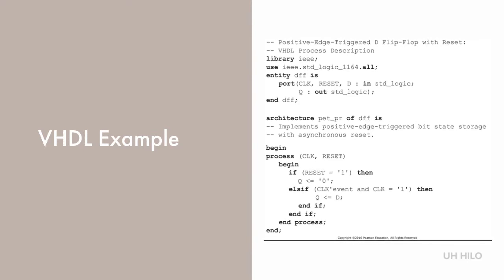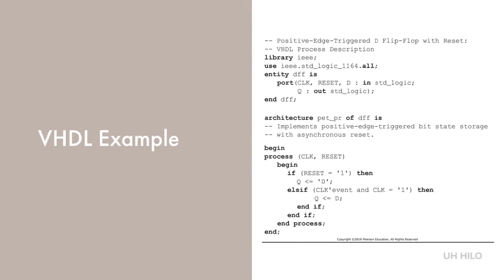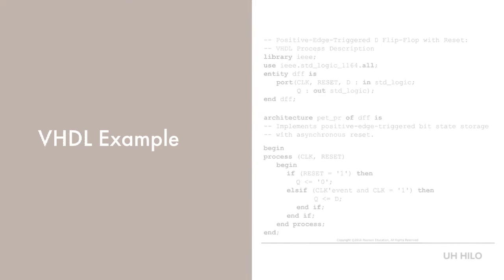Following the sensitivity list at the beginning of the process is keyword begin, and at the end, the process keyword end appears. We can also see an example of an if-then-else statement here. The if-then-else within a process is similar in effect to the when-else in concurrent assignment statements. Here if the reset is 1, then Q gets assigned the value of 0. You can achieve more complex statements through nesting, just like you would in any high-level language.